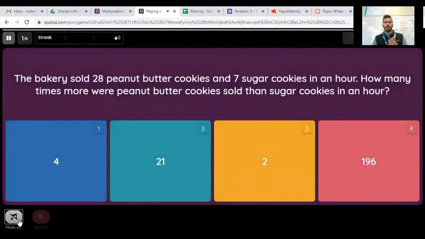All right, so I don't have a whole lot of room to work here, but I've got plenty to where I can do my box method stuff. So it says the bakery sold 28 peanut butter cookies and 7 sugar cookies in an hour. How many times more were peanut butter cookies sold than sugar cookies in an hour? So I can read that and see I've been given the big number, I've been given the small number, I've got to figure out how many times more.